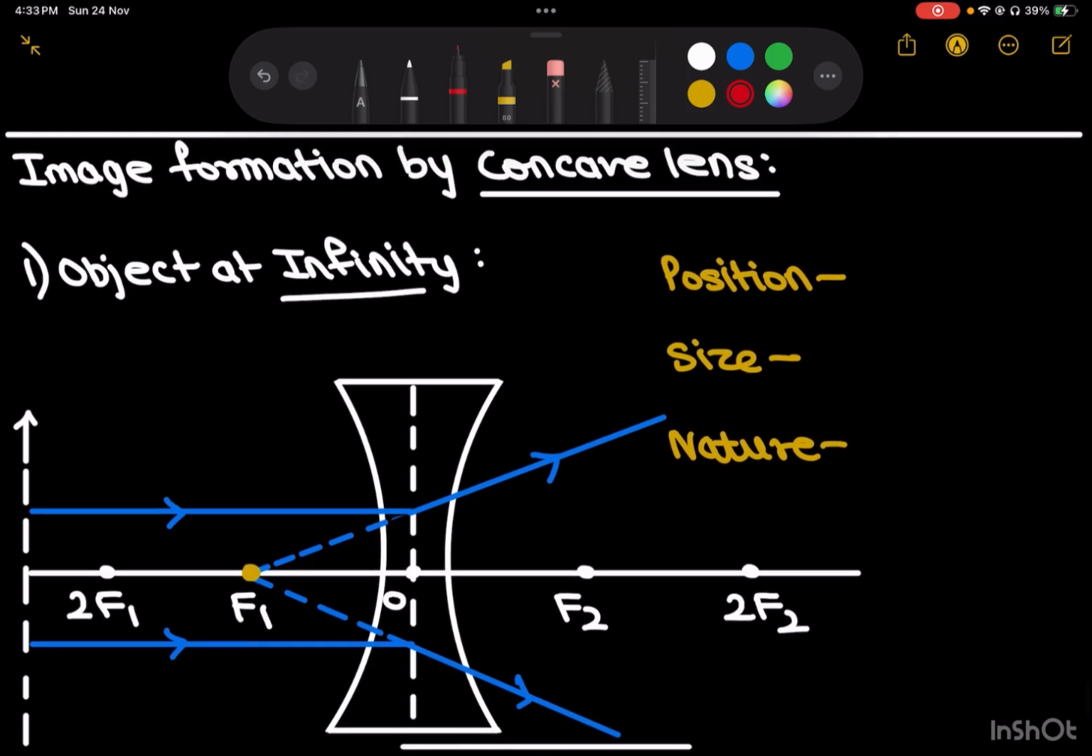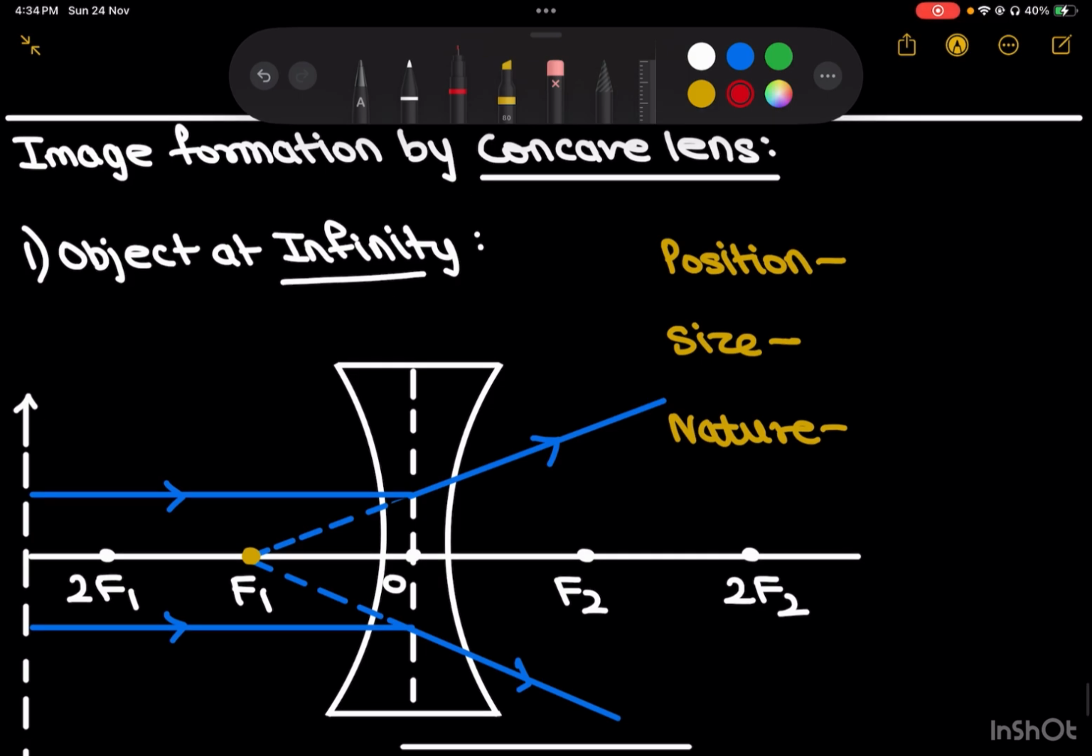Now as I said, concave lens is similar to your convex mirror, right? In convex mirror there were only two cases. So similarly in concave lens there are two cases. The first case, object at infinity. So the object is at infinity here.